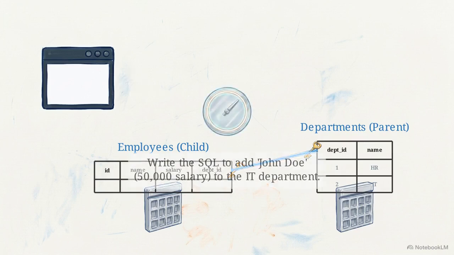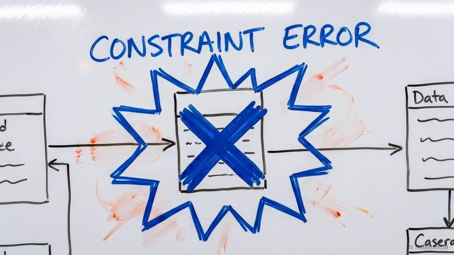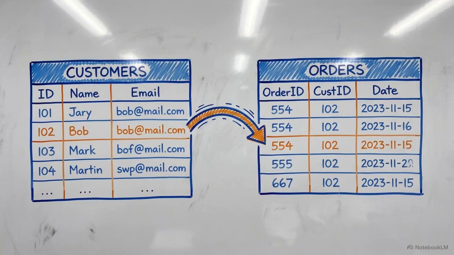Pause the video here and try it yourself. Write the SQL insert statement to add an employee named John Doe, earning a salary of $50,000 into the IT department. Here's the solution. We use insert into employees with the values John Doe, 50,000, and the number 2, tracing directly back to the IT department. By enforcing these relational constraints, the database blocks invalid entries and prevents orphan data from cluttering your tables, keeping the link between records intact.